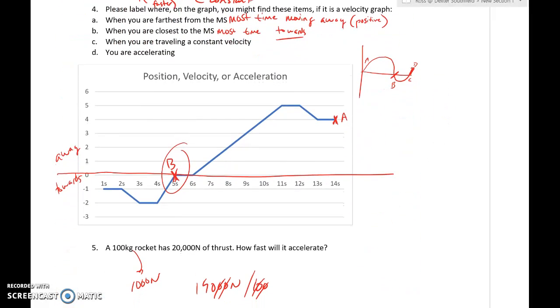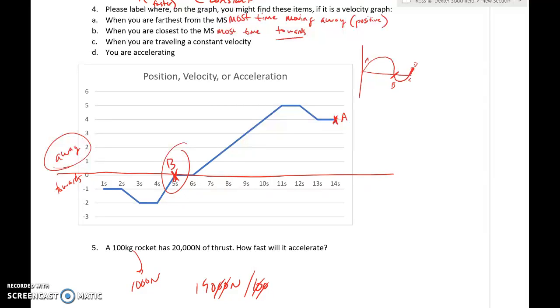For number 4, please label where on the graph you might find these items, if it is a velocity graph. So when we are looking for A, when you are farthest from the motion sensor, since it's a velocity graph, all of your positive numbers means away. So when you are farthest, we are looking for when you spend the most time moving away from the motion sensor. So that would occur right here, right? Moving away, away, away, away, away. That's when you've moved away for the farthest amount of time. Therefore, you are the farthest.